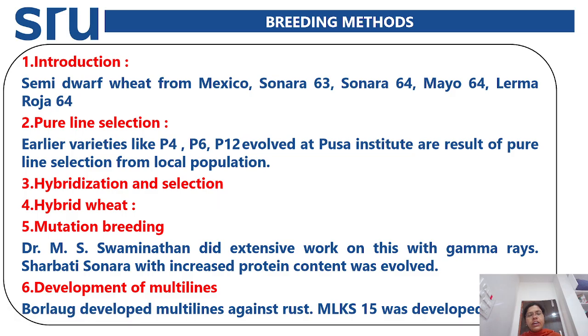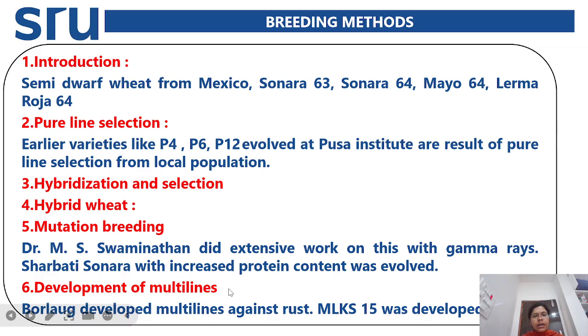Next is hybridization and selection. We have different types of hybrids in the case of wheat. Next is mutation breeding. Dr. Swaminathan has conducted mutation breeding. He has done more work on this mutation breeding. He worked with gamma rays, and as a result, he developed the Sharbati Sonora with increased protein content.